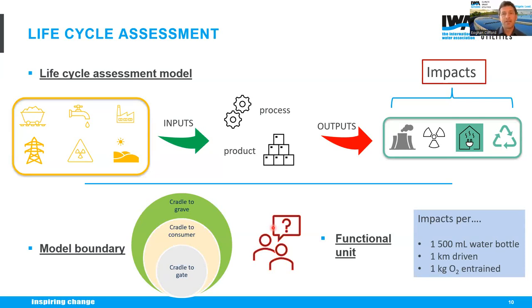And one of the key things to remember in life cycle assessment is the functional unit choice. What you're trying to do is model the impacts per some functional unit. That might be one 500 milliliter water bottle, for example, delivered to the consumer. It could be per kilometer driven if you're looking at car transport. Or in this case, as we're going to see later on, it could be per kilogram of oxygen entrained in a wastewater treatment system.